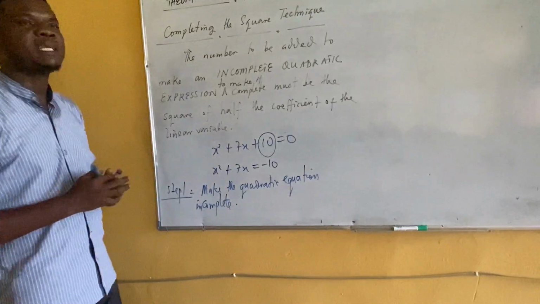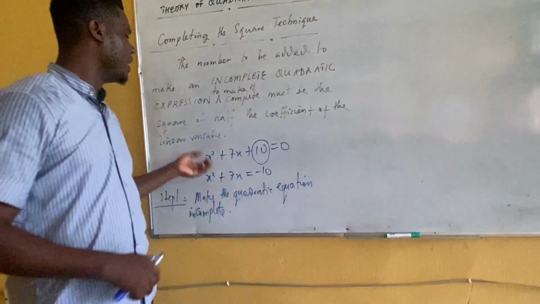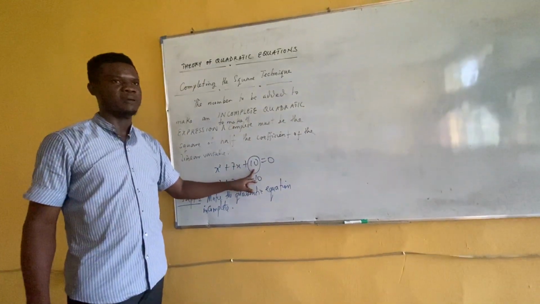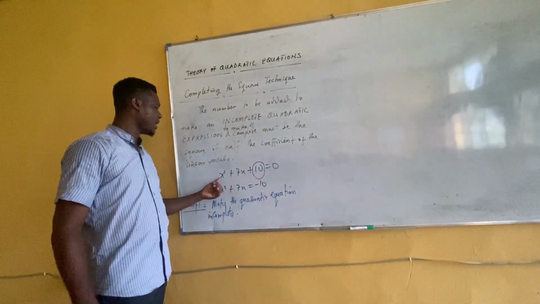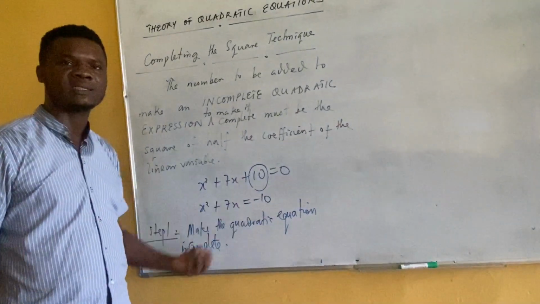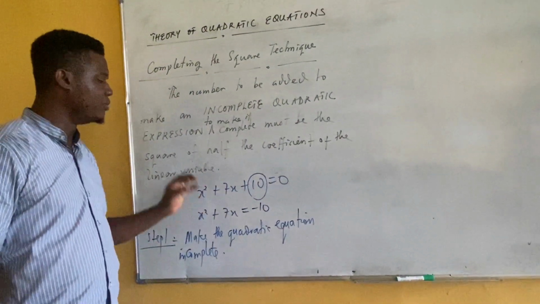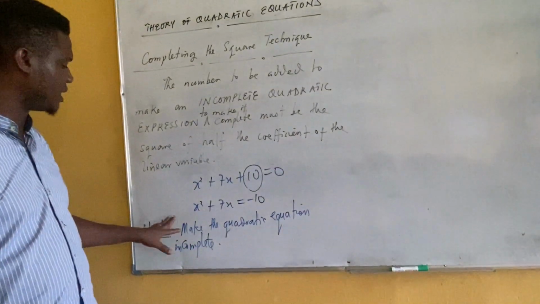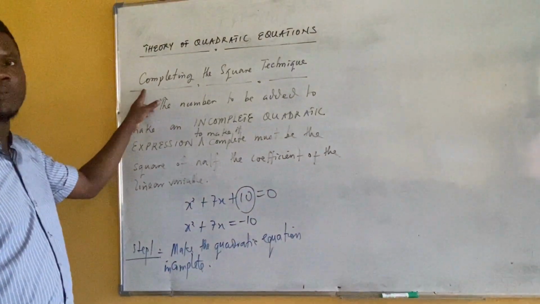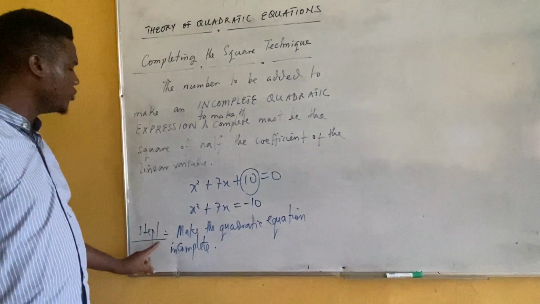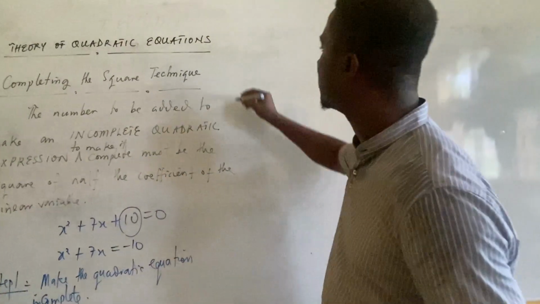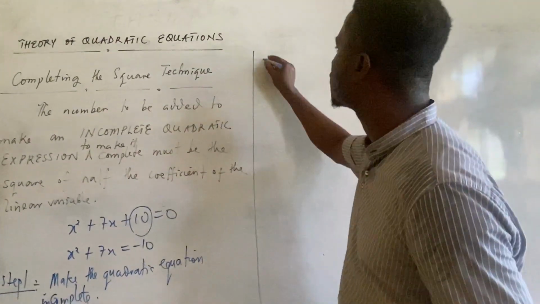Okay, so when is a quadratic equation incomplete? A quadratic equation is mostly incomplete when it lacks the constant term. So the constant term in this case is 10, and you have x squared plus 7x plus 10 equals 0. So if you omit 10, the constant term, from a quadratic equation such as this, it becomes an incomplete quadratic expression. So the first step to solving quadratic equations using this method of completing the square is to make sure that you make the quadratic equation incomplete. Once that is done, the next thing you would do is step 2.